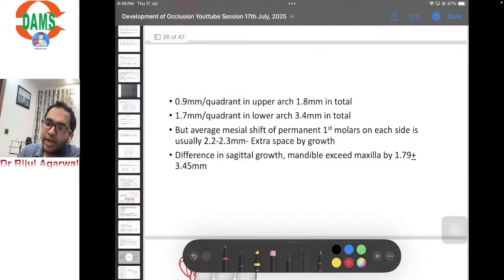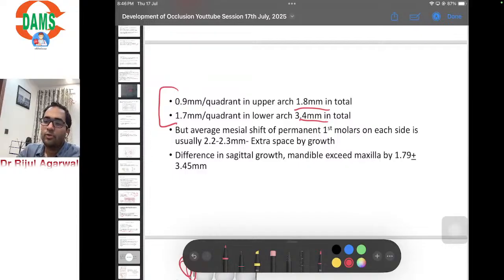It is 0.9 mm per quadrant in the upper arch, 1.8 mm in total. If an MCQ gives incorrect numerical data, you cannot help it. There are 4 options and you have to mark one, so mark the nearest value, simple as that. It is 1.7 mm per quadrant in the lower arch, 3.4 mm in total. This is 100% correct data. No need to get confused by that MCQ. Still getting confused? Just ask me. I'll help you out.